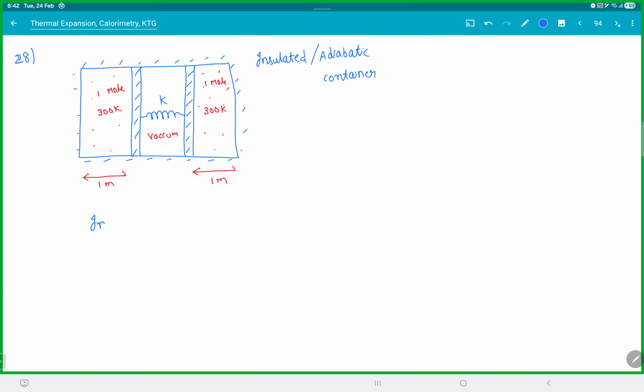Initially, the spring is compressed by 1 meter. So the spring is not at natural length, obviously, because the left and right sides are pushing, so the spring has to be compressed. Be careful. The spring is compressed by 1 meter. This length is not 1 meter. Pistons are smooth, insulated, and massless.